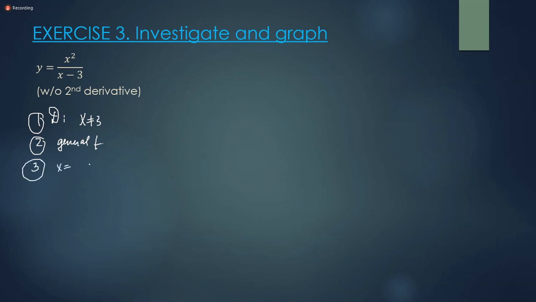Now the zeros and the y-intercept. If x is 0, then y is 0. So this would be the y-intercept. And if y is 0, then we see x is 0. Again, nothing else. So there's only one intersection point with the axis. But yes, let's remember we have the vertical asymptote. So let us do the asymptotes at this point.